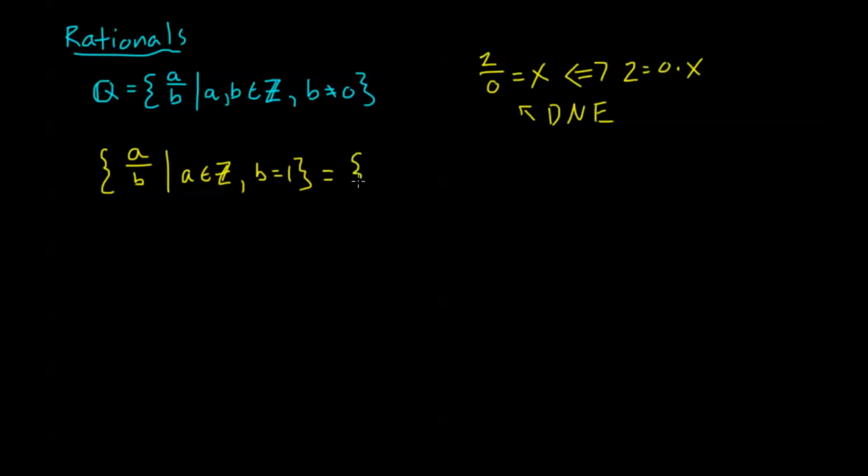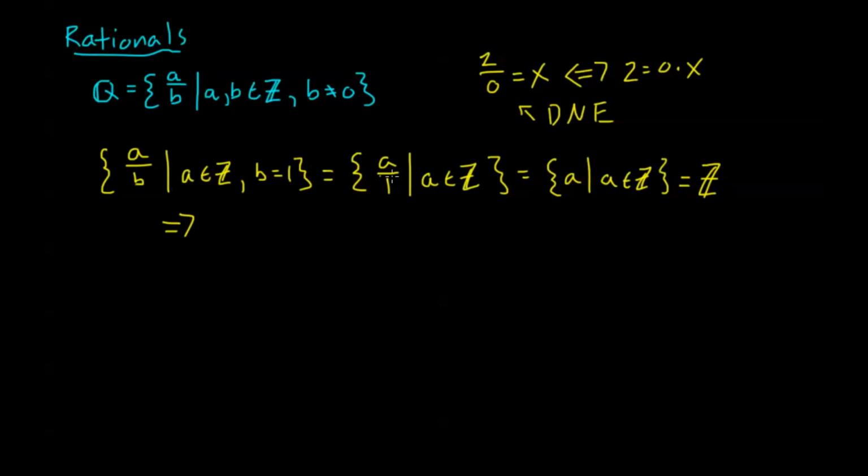So this is the same thing as A over 1, such that A is in the integers. Well, A over 1 is just A, so I write this as A such that A is in the integers. So this is an important result. This special case of rational numbers is equal to all A such that A is an integer. Well, we have a name for that. That's just the set of all integers, isn't it? So our conclusion is that the integers must be a subset of the rationals. So all integers are also rational numbers. Now it doesn't go the other way around.